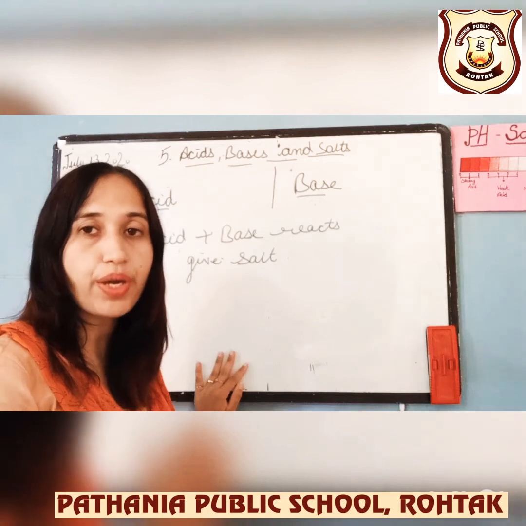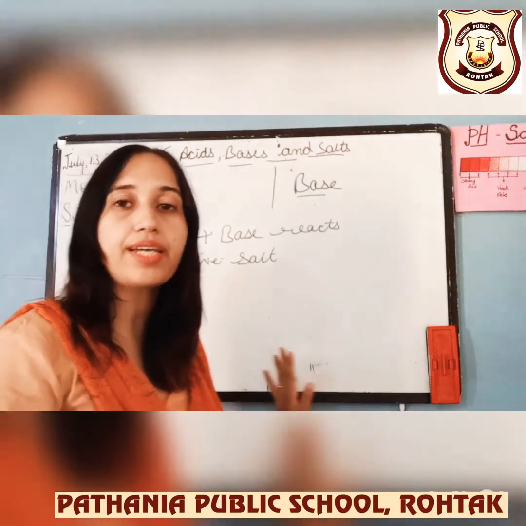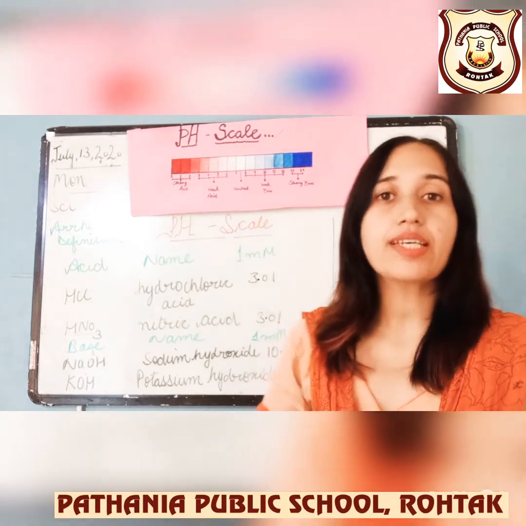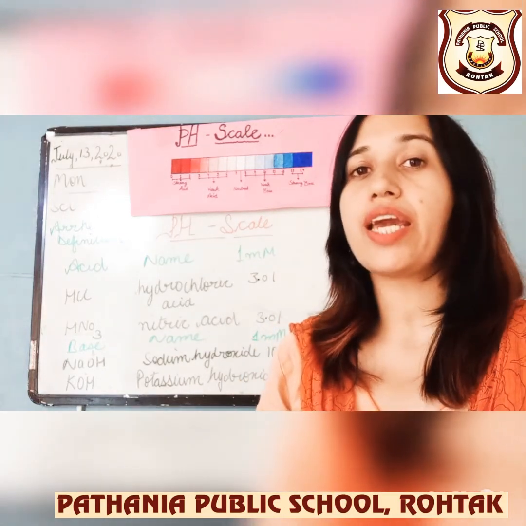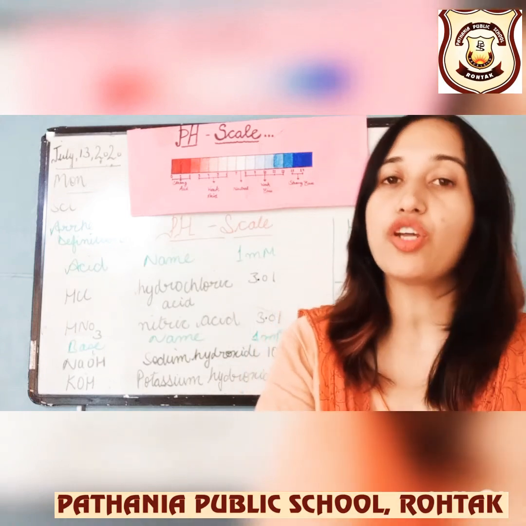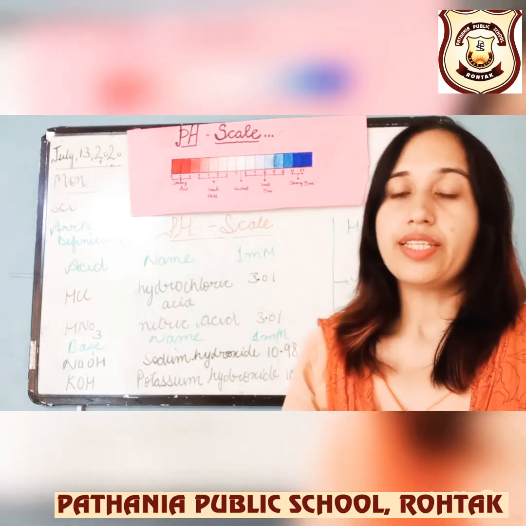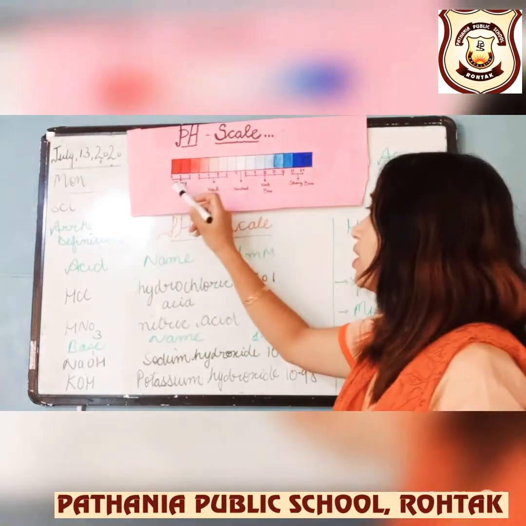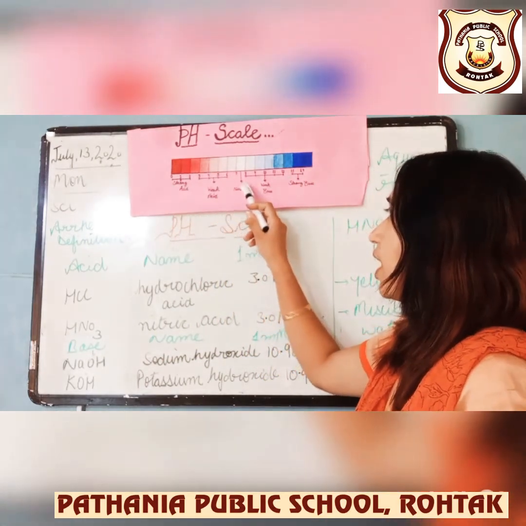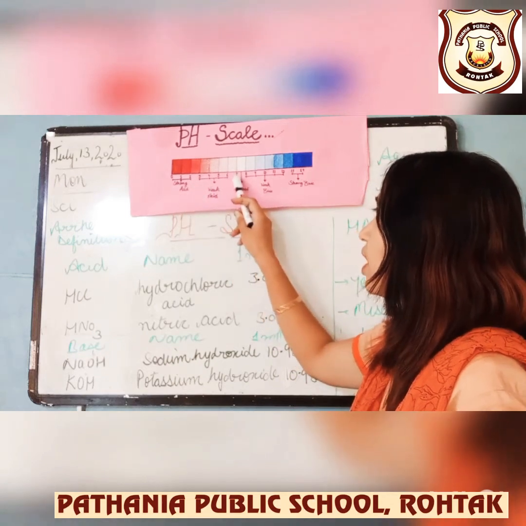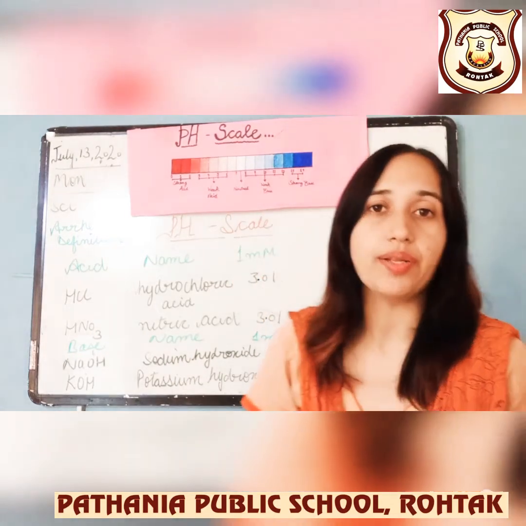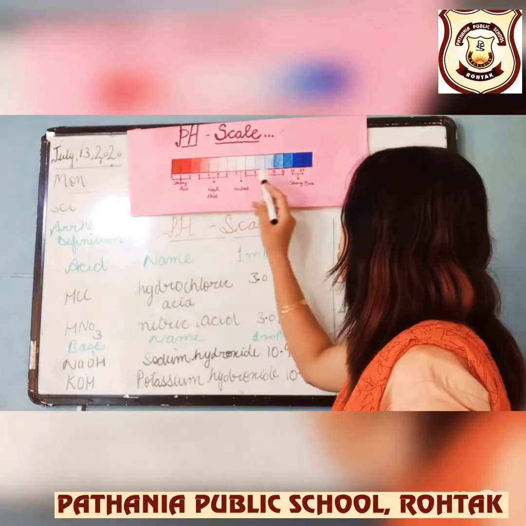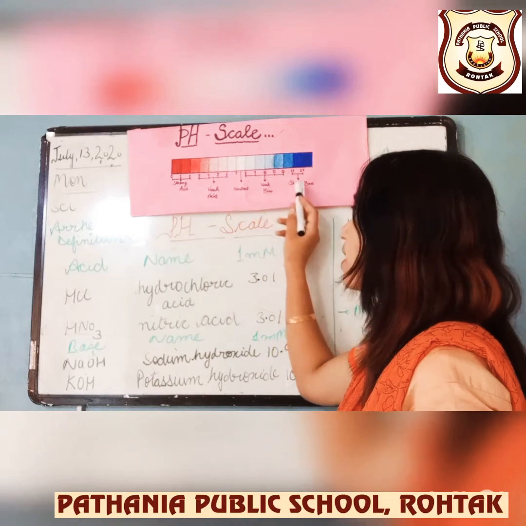In the next topic, we are going to start the pH scale. What is the pH scale? The pH scale is a type of scale where the measurement is from 0 to 14. In this scale, it is very clearly written that from 0 to 7 is acid. At 7, it is neutral. And 7 to 14, it is base.